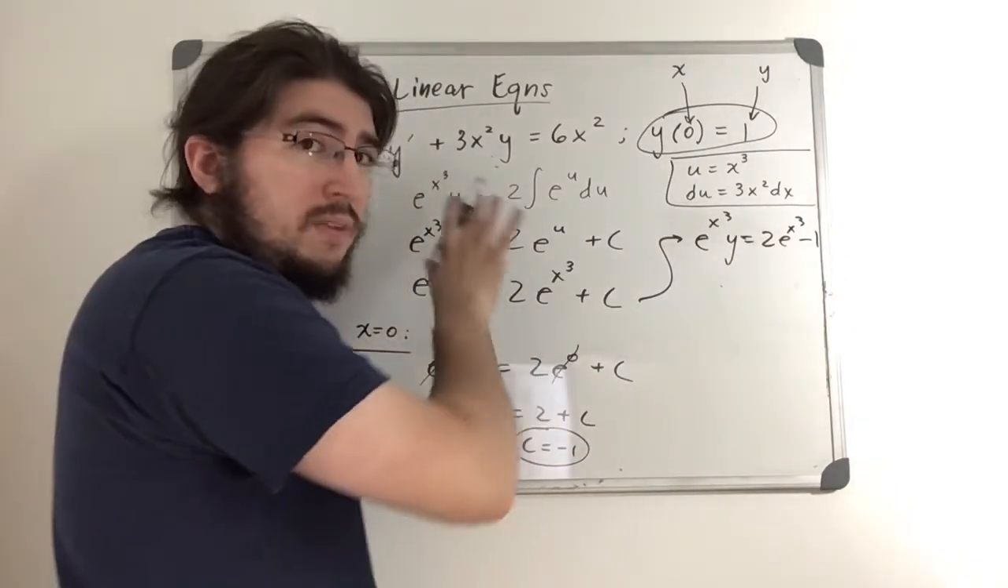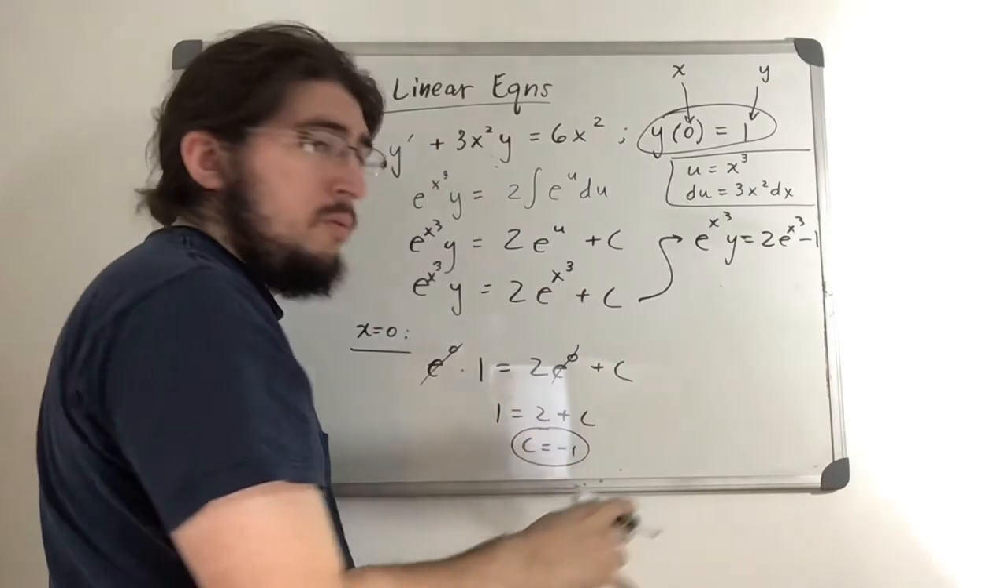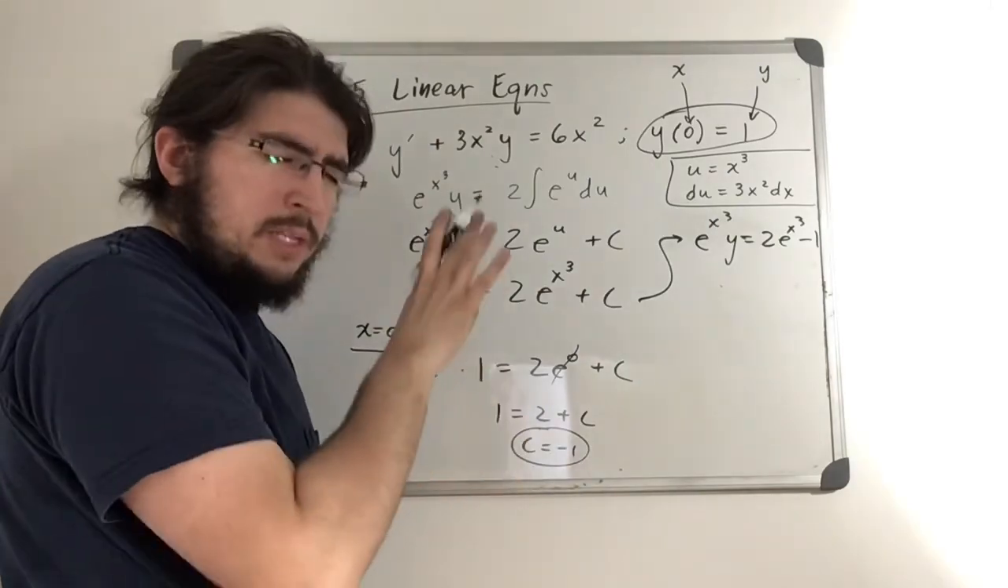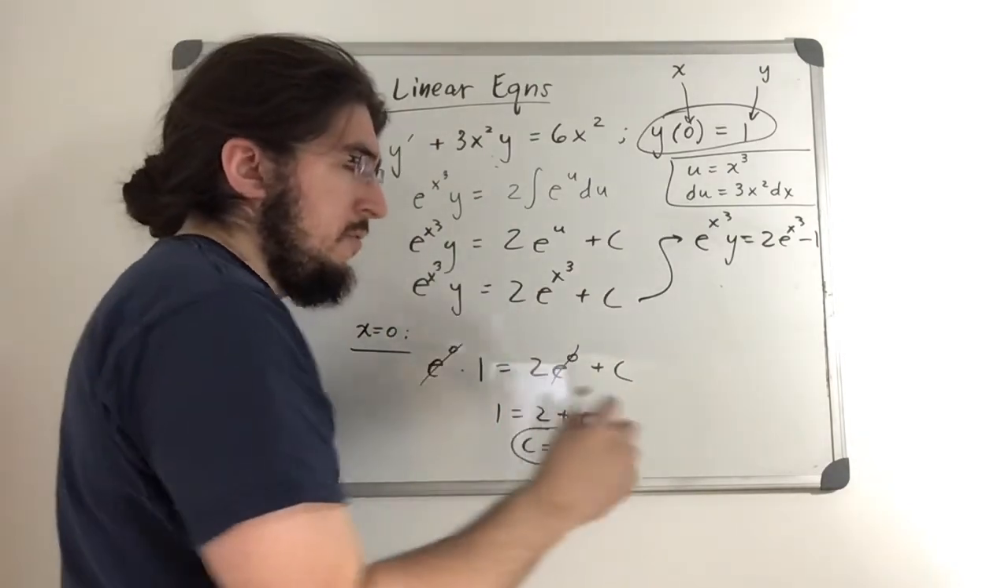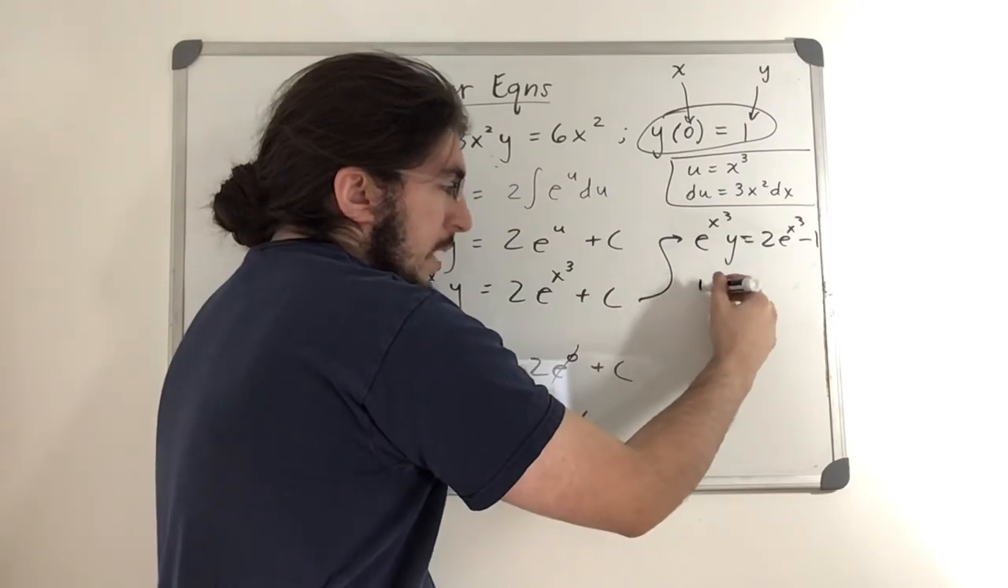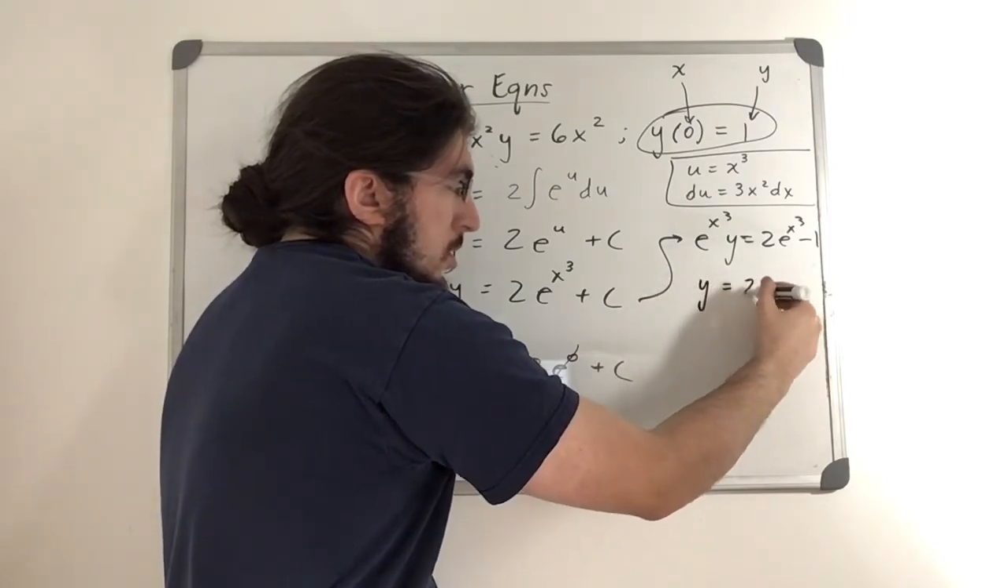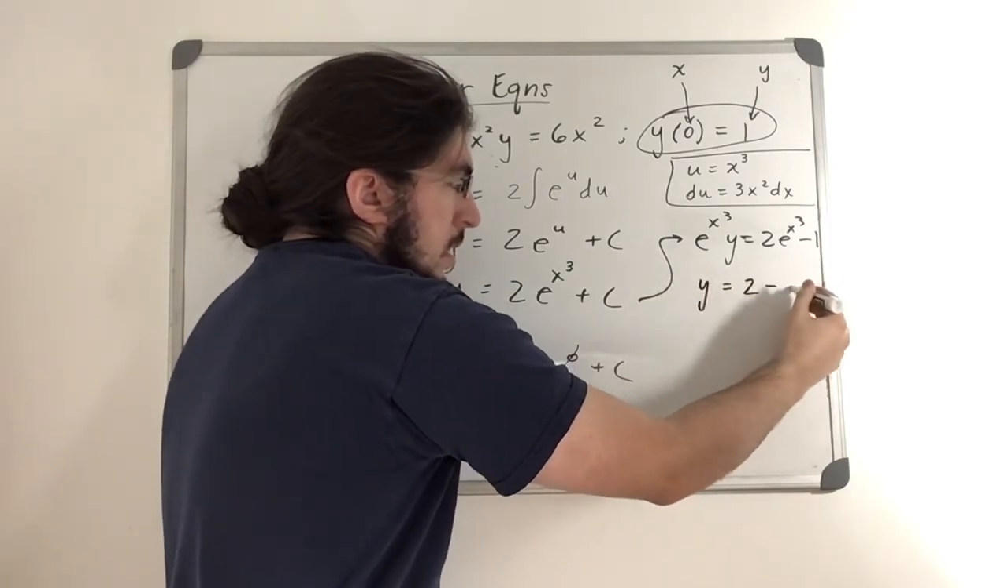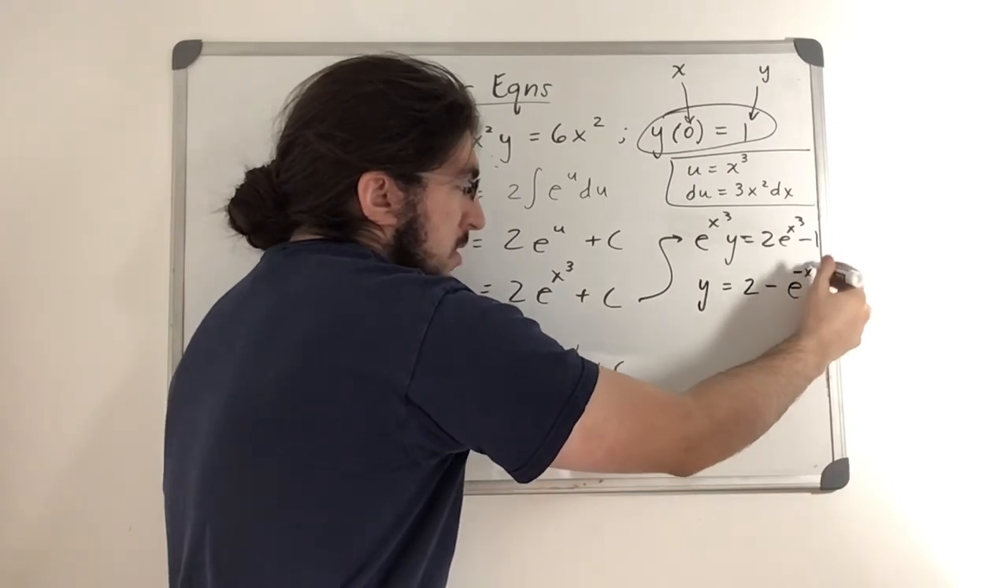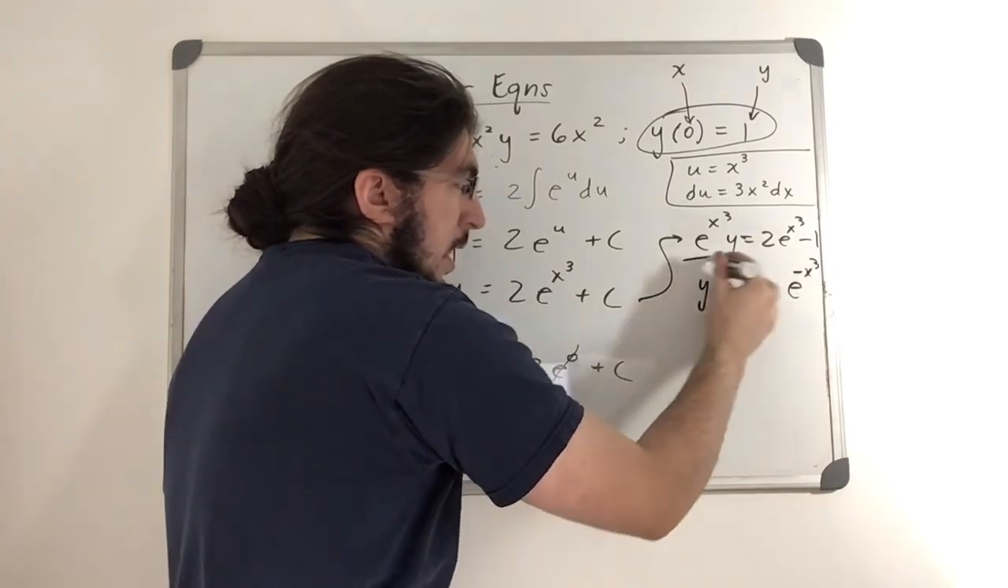Now finally, dividing everything by e to the x cubed, I'm going to do this a little strangely, but let's see if we can agree. So I'm going to get y is equal to 2 minus e to the negative x cubed. And that's our answer.